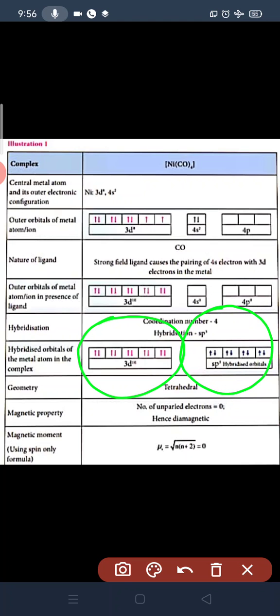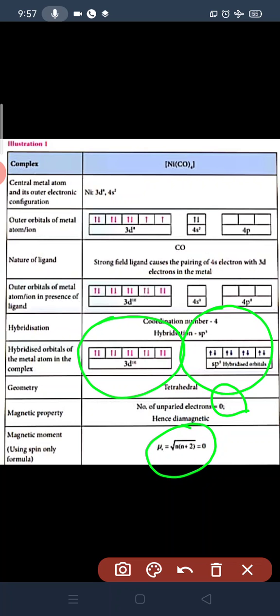So it is completely paired. Therefore the number of unpaired electrons is 0. Therefore it is diamagnetic. And this is the n value, number of unpaired electrons is 0. So you have to substitute 0 in this formula to calculate the magnetic moment, using the spin only formula. Spin only formula is mu s equals root of n into n plus 2. So in place of n you substitute 0, you will get the answer as 0. The magnetic moment is also 0.